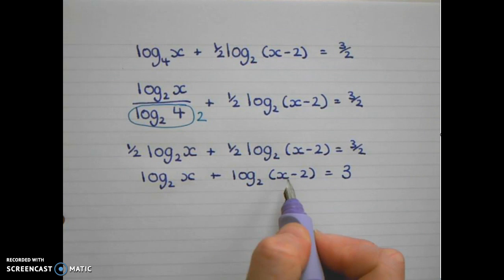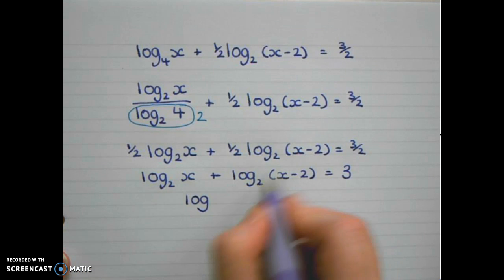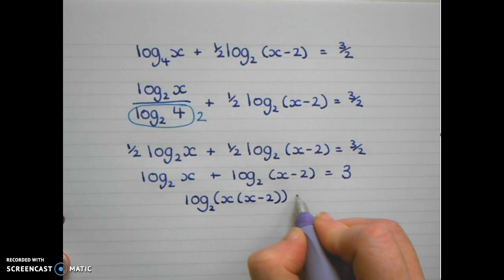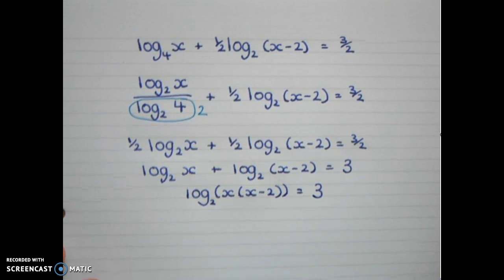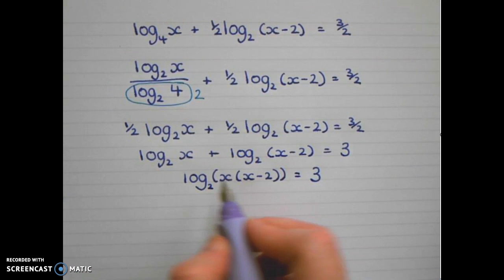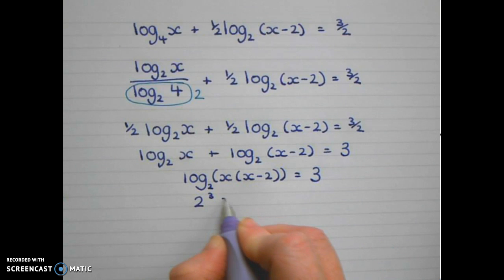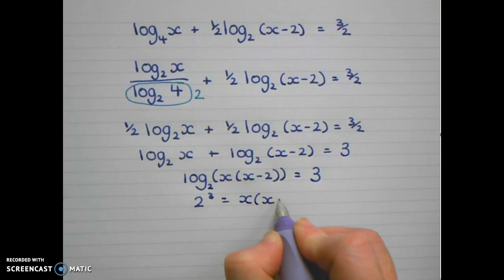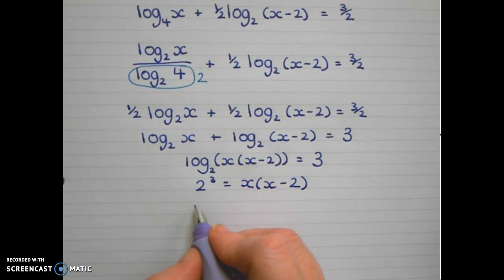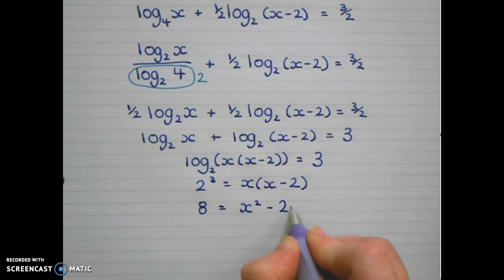If we add logs, I can group those together into one log by timesing these two. So it's log to the base 2 of x times x minus 2 equals 3. And then all I have to do is rewrite that as a power without the log. So I know that this could rewrite as 2 to the power of 3 equals x times x minus 2. So if I multiply out, 2 cubed is 8, equals x squared minus 2x.